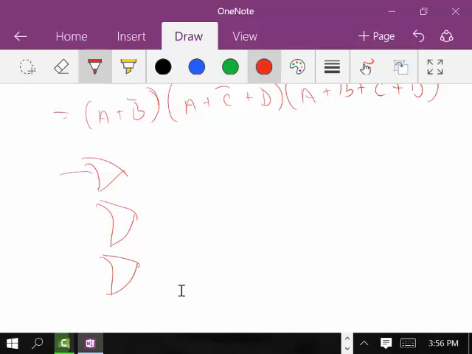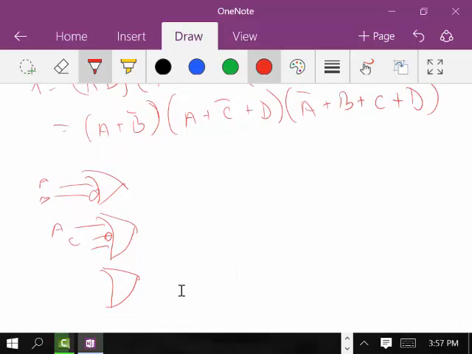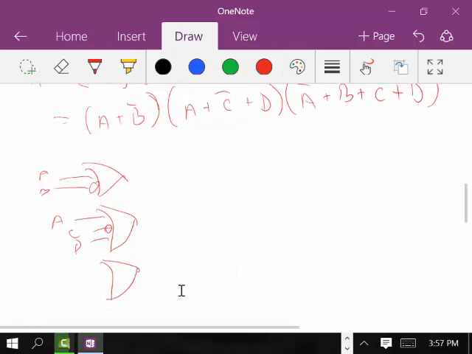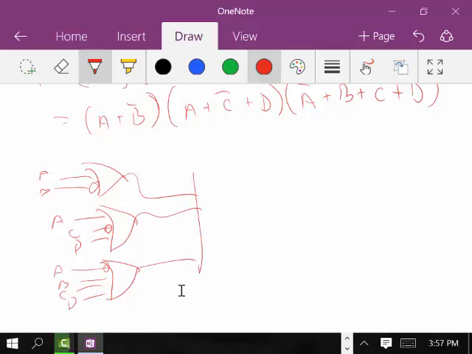Here's our OR gates. A, B, A, C naught, D, and A, B, C, D. There's my bubble, there's my bubble, there's my bubble, there's my bubble, there's my bubble. Be sure you put the bubbles on both ends right there. So that would be your circuit there using only NOR gates right there.